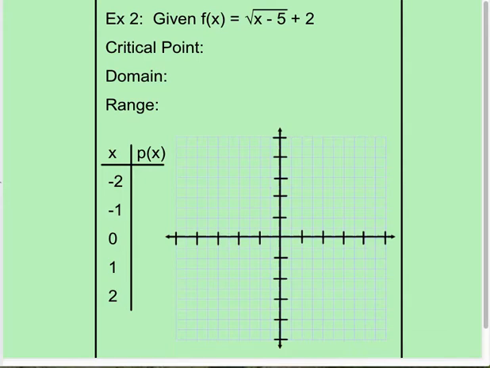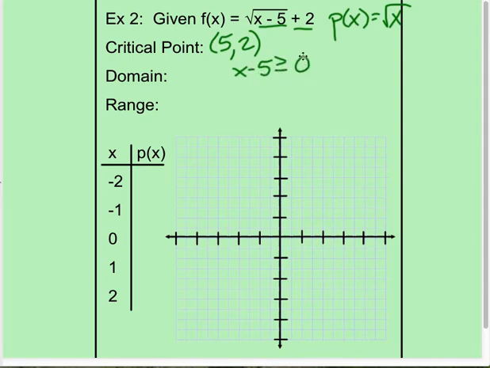Now we're going to look at the translation of a square root function. I should have done this on the first one. Identified the parent function, that's helpful. Critical point, this one got shifted right 5, because it's opposite, and up 2. So the critical point got shifted the same way. Domain, you want to set what's under the radical greater than or equal to 0. Adding 5 to both sides, we get a domain x is greater than or equal to 5.